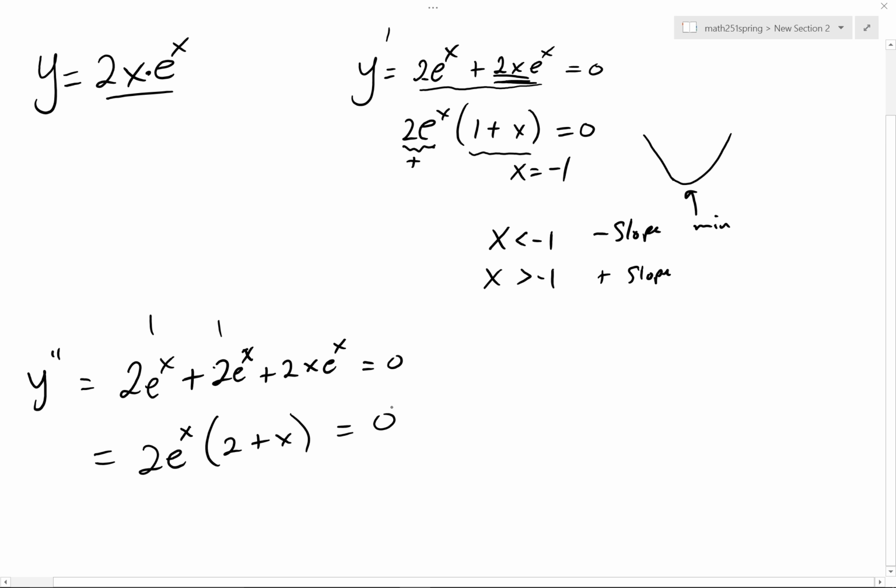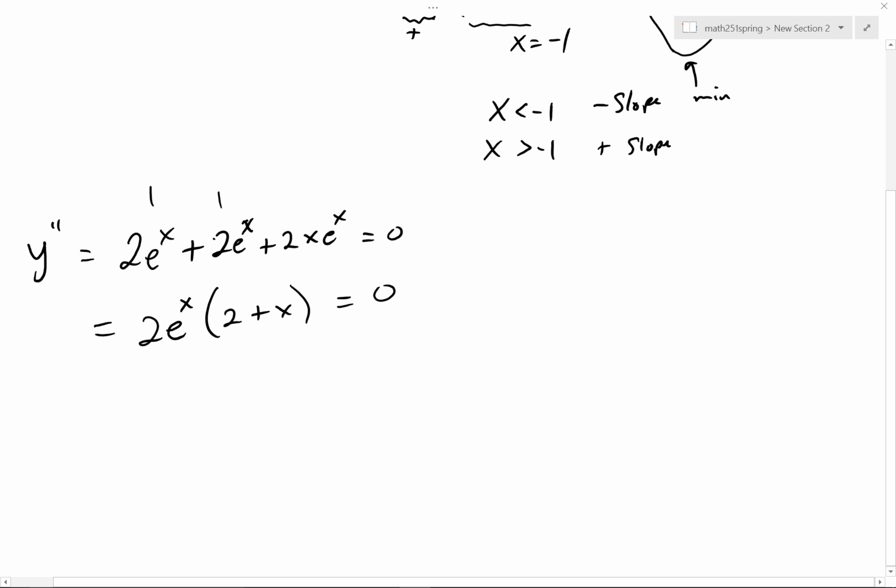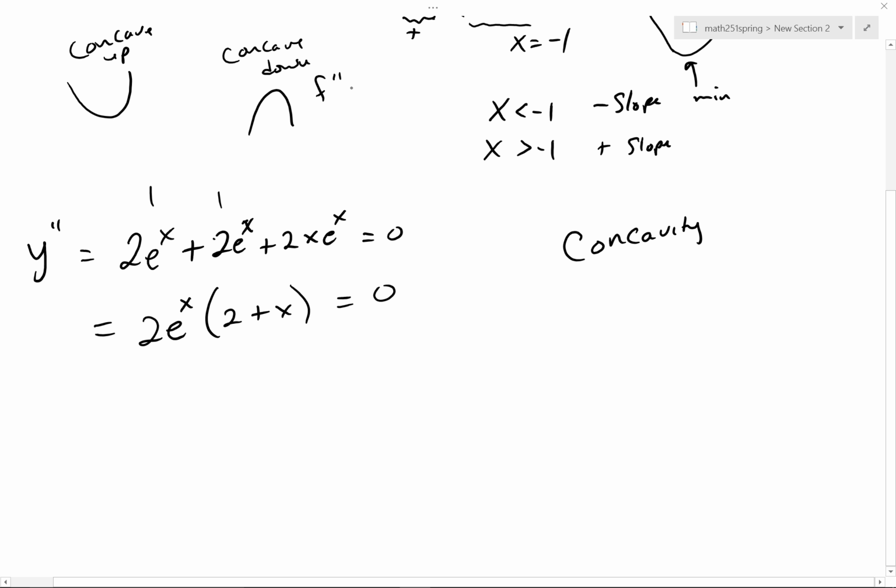Hey, that's cool. And you're like, what does the second derivative tell us? The second derivative tells us concavity. So this is concave up, and this is concave down. And when f double prime is negative, it's concave down, and when f double prime is positive, it's concave up. Piece of cake. So it's equal to 0 at -2.